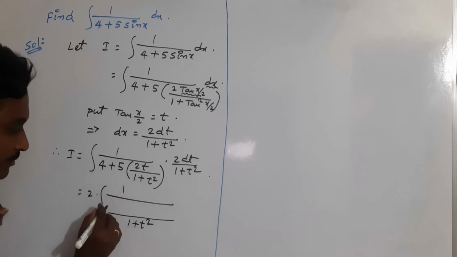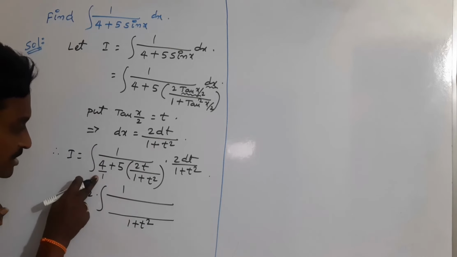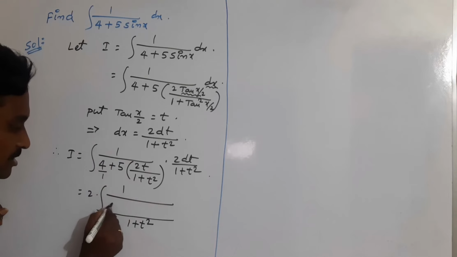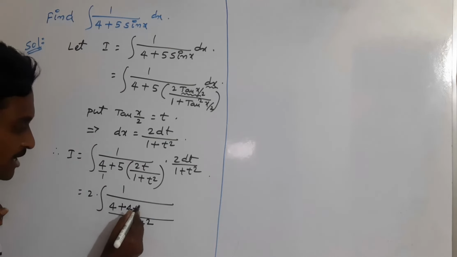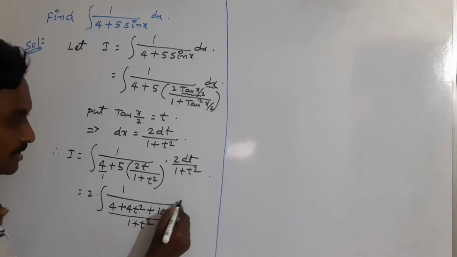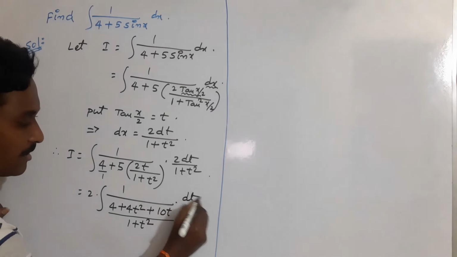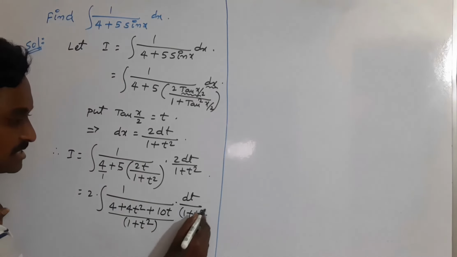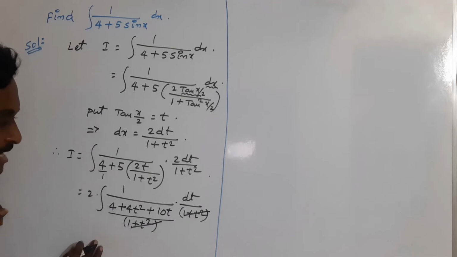So 4 times of 1 plus t square, because here we have only 1 in the denominator, so you should multiply this numerator 4 with 1 plus t square. So which is 4 plus 4t square, 5 times of 2t is 10t into dt by 1 plus t square. So we are observing that this 1 plus t square, this 1 plus t square getting cancelled.